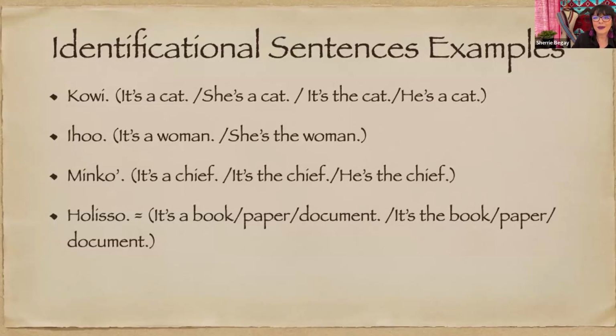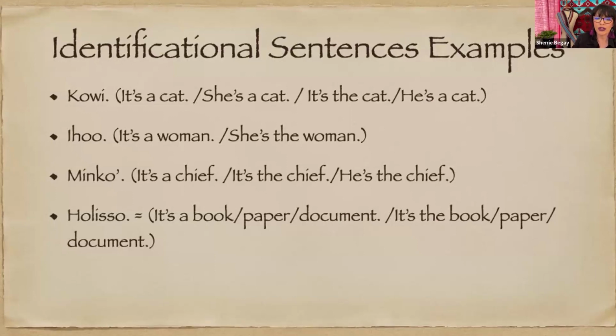All right, the next word we have here is minko, and that means chief. So minko, complete sentence. It's a chief. It's the chief. He's the chief. So let's say you're walking around the Chickasaw Festival and you see Governor Anatubby walking around and you point to him as you're telling your family, Minko. You've said a complete sentence. It's the chief.